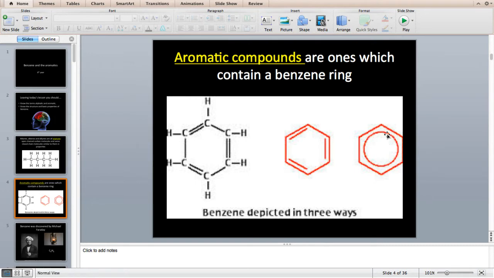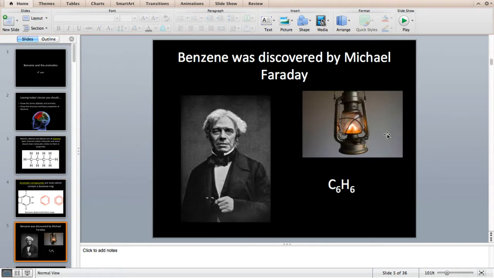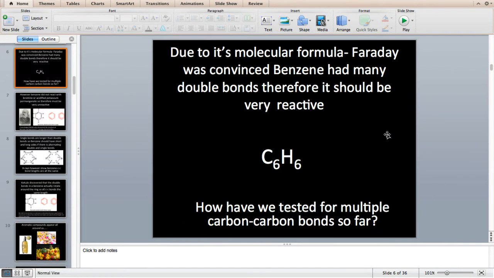All right. Now, benzene was discovered by a fellow called Michael Faraday. Okay, and benzene has formula C6H6. It was originally used as a fuel. Now, due to its molecular formula, Faraday was convinced that the benzene ring had many double bonds, therefore it should be very reactive, because most alkenes are reactive. We can use them for polymerization, we can use them for lots of different functions, okay? They're much more reactive than the alkanes.